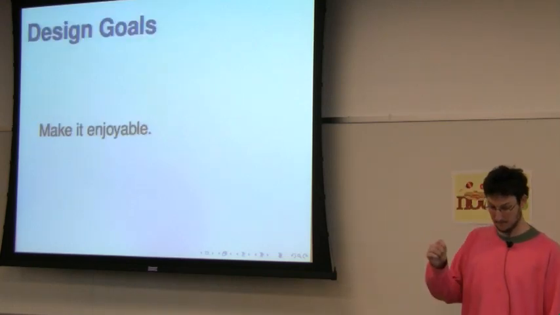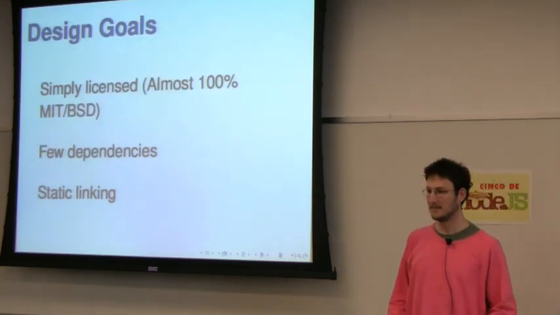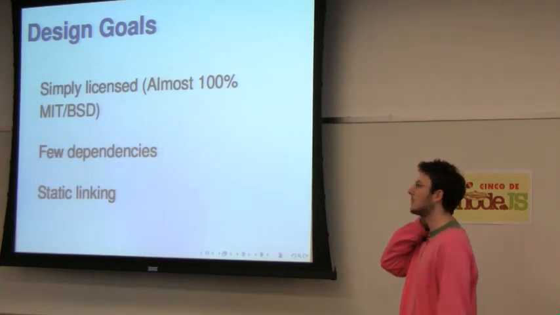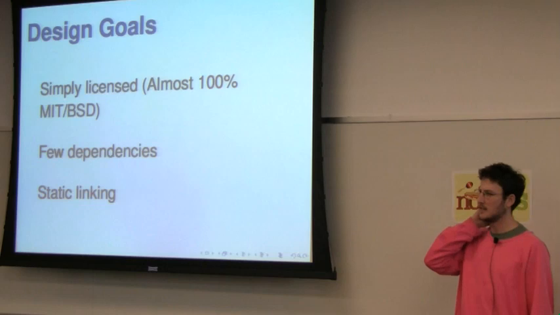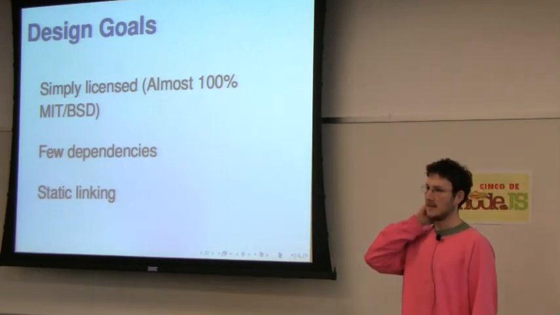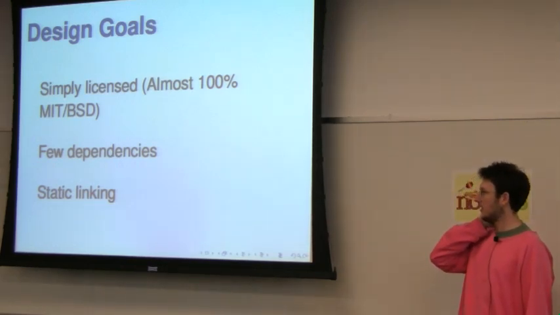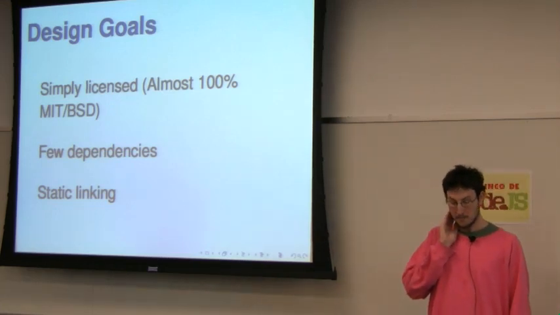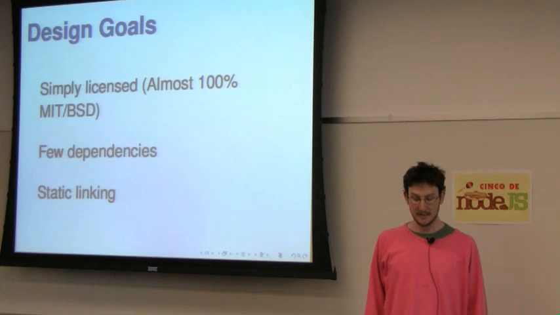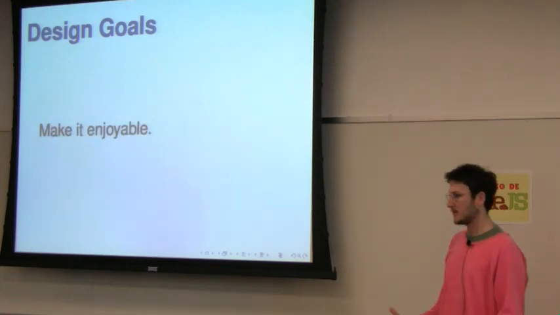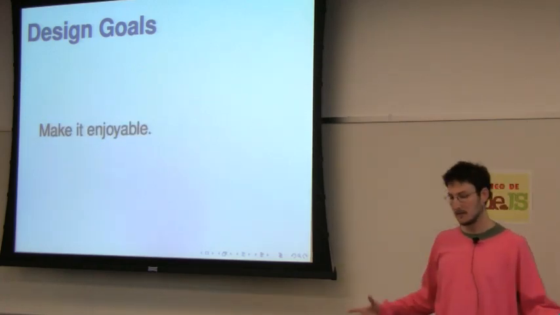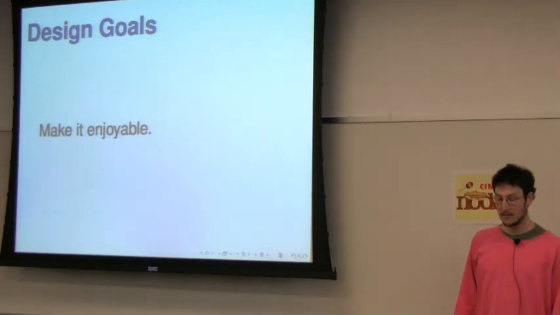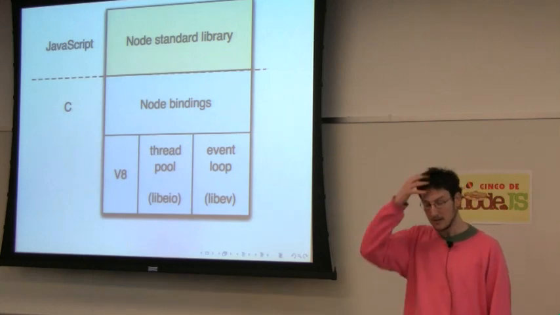And be simply licensed. It is almost 100% MIT BSD. The only exception is OpenSSL, which has its own license. But everybody uses it, so it's kind of accepted. Few dependencies, static linking, and most importantly, just make it enjoyable. I'll package all this stuff up, and everybody can just download it and compile it and use it, and it'll be fun. So here's the architecture.